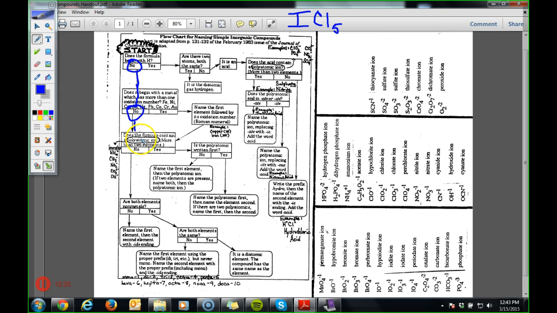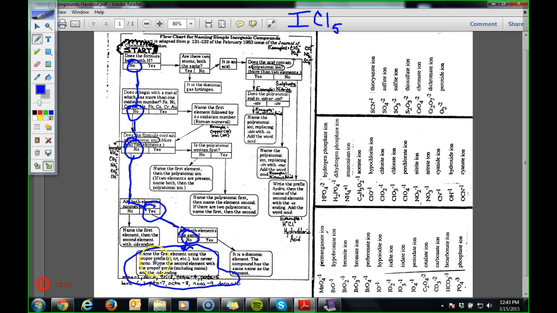Does it contain a polyatomic? Well, that's iodine, that's chlorine. Those are not polyatomic. You do not find I over here, and you don't find Cl5 over here. So the answer is no. Are they both nonmetals? Well, is iodine a nonmetal? Yes. Is chlorine a nonmetal? Yes. So then you go over here. Are they the same element? No, they're not. Iodine and chlorine. So now we've made it to this box right here.